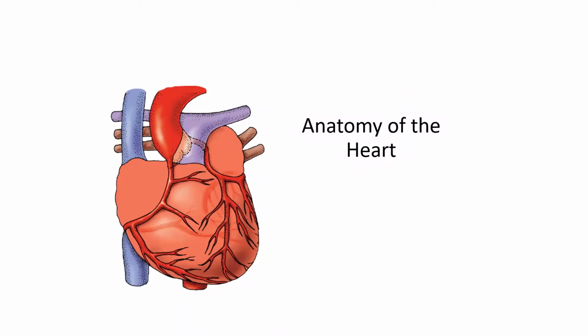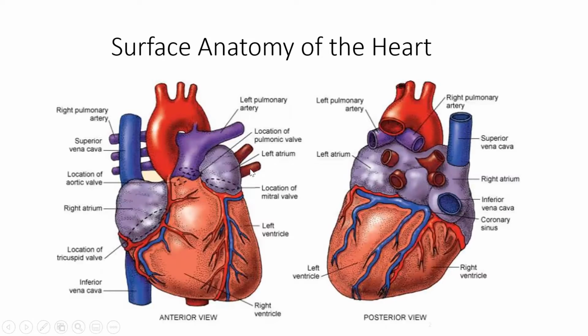In this micro lecture, we'll be discussing the anatomy of the heart. So let's look at the surface. This is the front portion, or the anterior view of the heart. This is the back portion, or the posterior view of the heart. So let's look at the different structures.